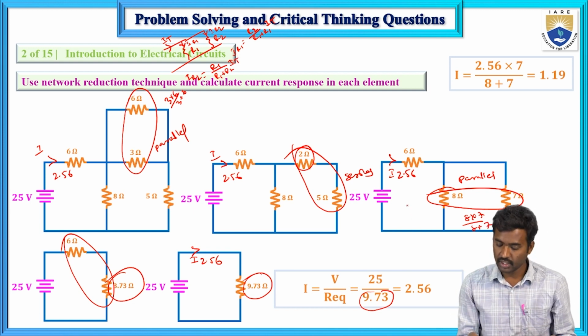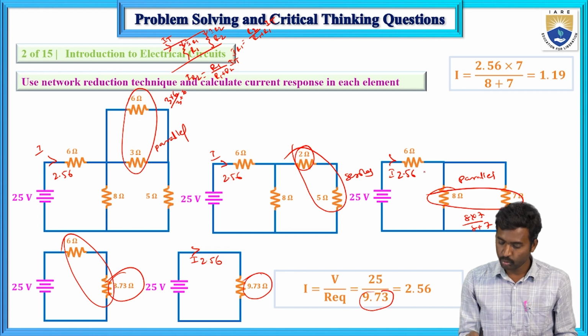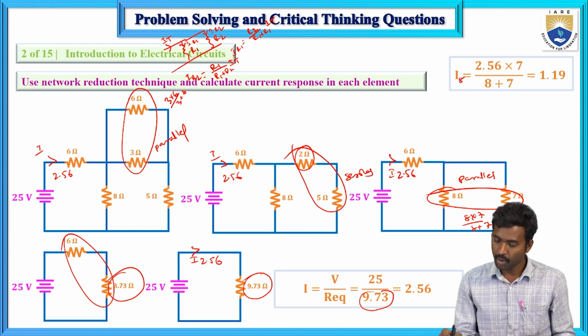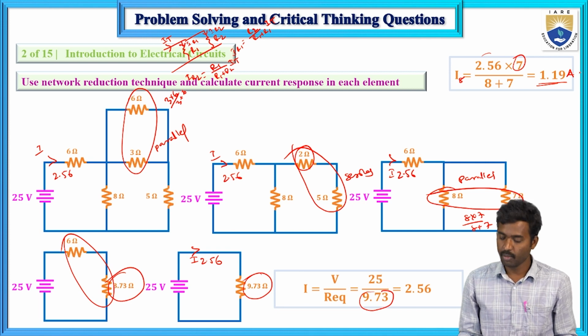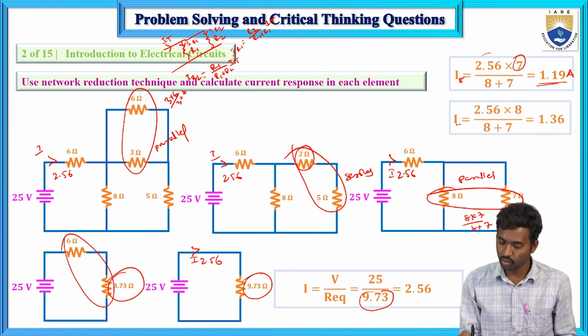Now in this case, the total current is 2.56, and we want the current flowing through the 8 ohms resistor. For this 8 ohms resistor, the opposite branch resistance is 7 and the total resistance is 8 plus 7. So this is IT, this is the opposite branch, and the total resistance is 8 plus 7. Now the current flowing through the 8 ohms resistor is 1.19 amperes.